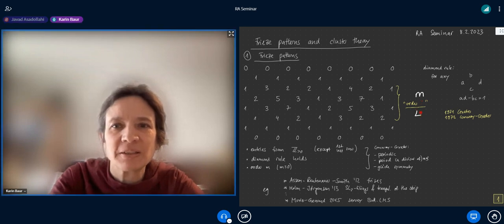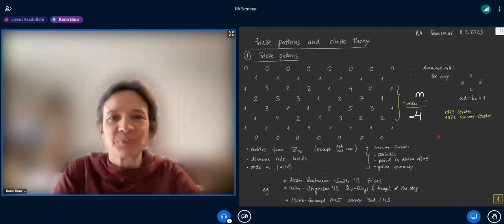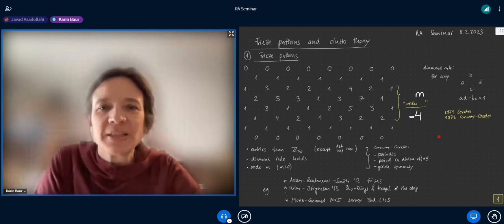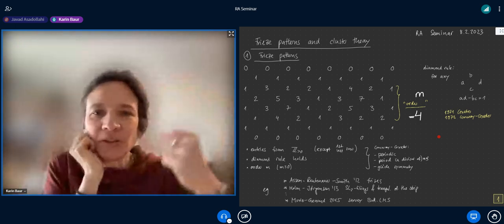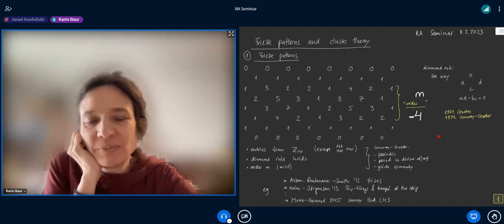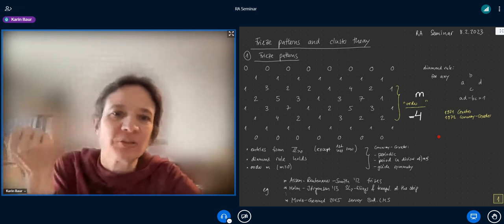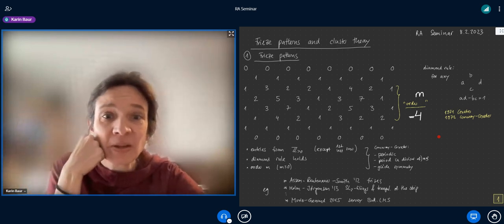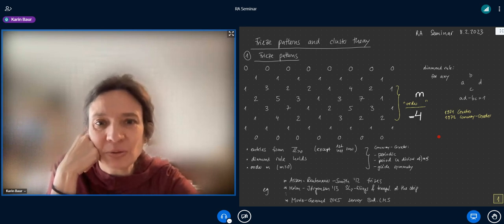Okay, and here it is equal to 4. So the entries in between the zeros are positive integers here. You can do that more generally. You can just take elements in an integral domain. And we always want the diamond rule.